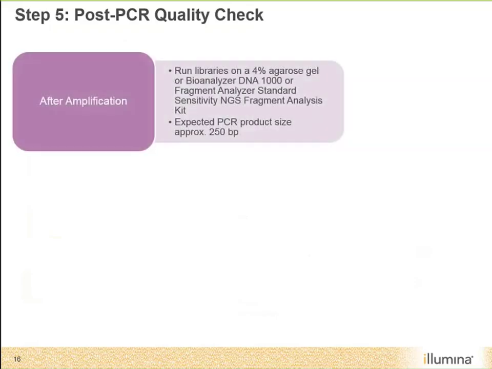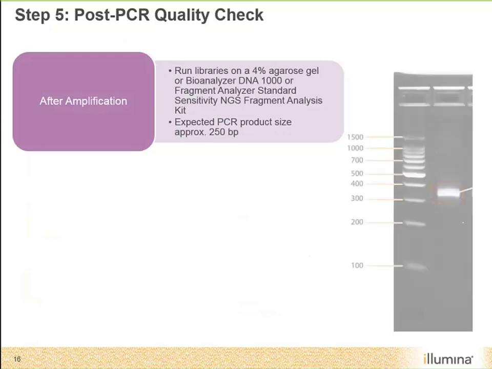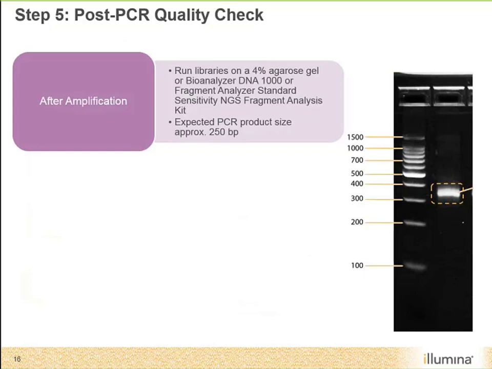Once we've proceeded through all the steps, that's essentially how the libraries are generated. It's a very quick and fast workflow, very straightforward. Once the libraries are generated, we want to make sure we're doing proper quality checks. One of them would be to run the libraries on either a 4% agarose gel, a Bioanalyzer, Fragment Analyzer, or an instrument very similar to these to see if we are seeing the expected library at the expected size. It's also a great check to see if there are any additional peaks showing up that really shouldn't be there.